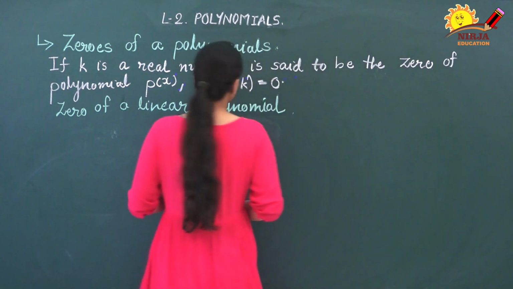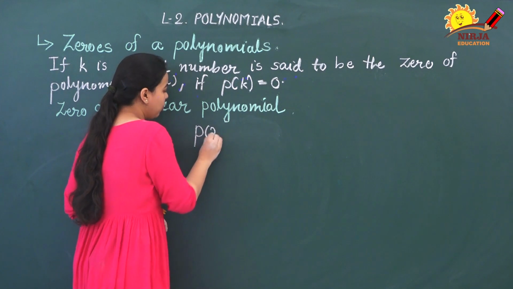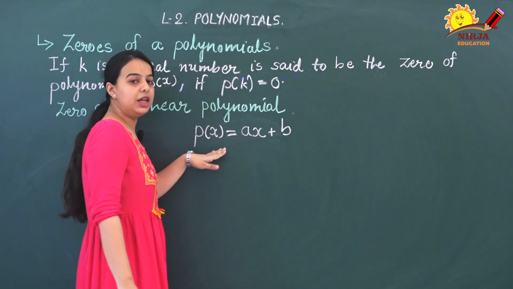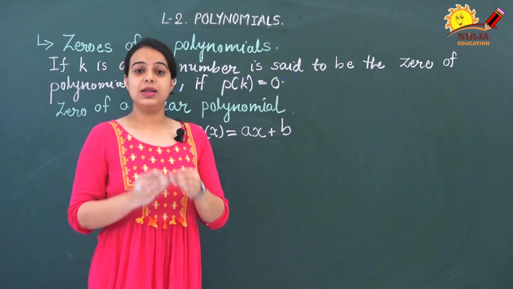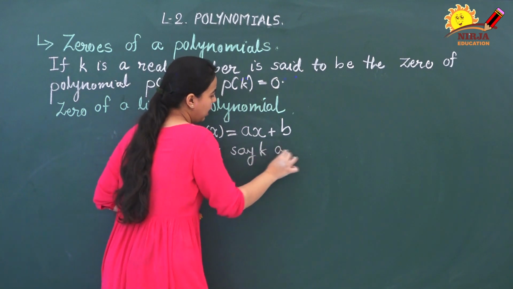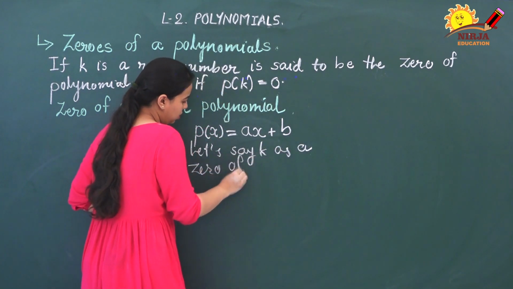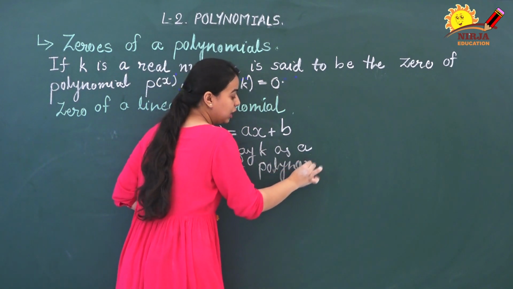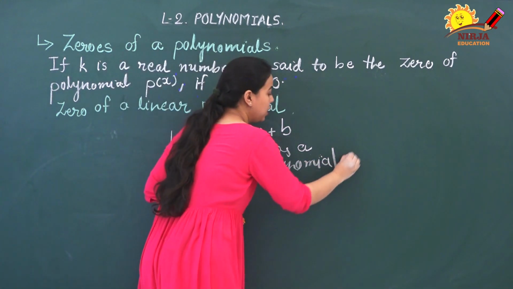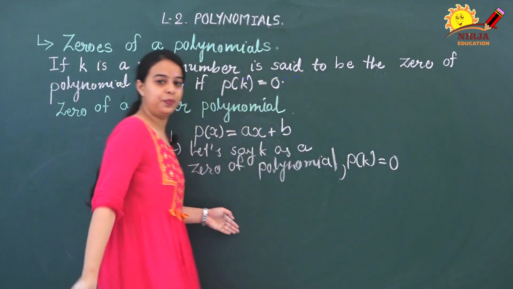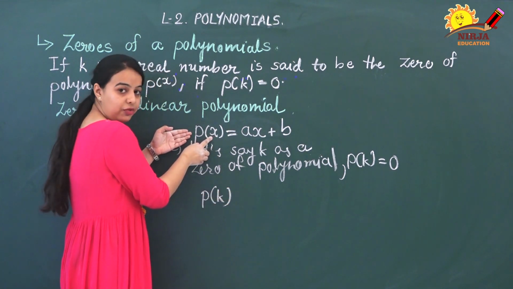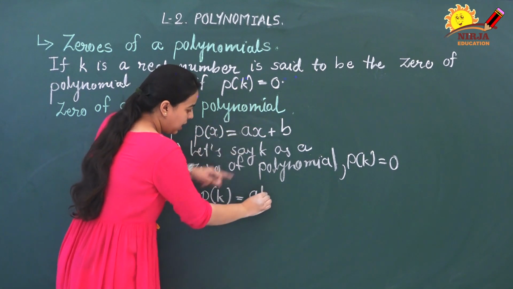For that we are going to consider one linear polynomial. I am going to write p of x is equal to ax plus b, as we have studied the general form of a linear polynomial. Now let's say k is a zero of the polynomial, and if k is a zero of the polynomial, then it must be p of k is equal to 0. Now I am going to write p of k. That means we are going to put k in place of x. p of k is equal to ak plus b.